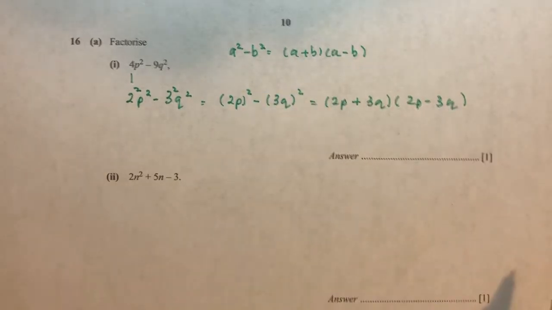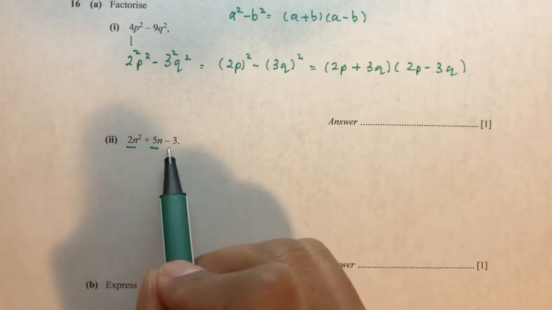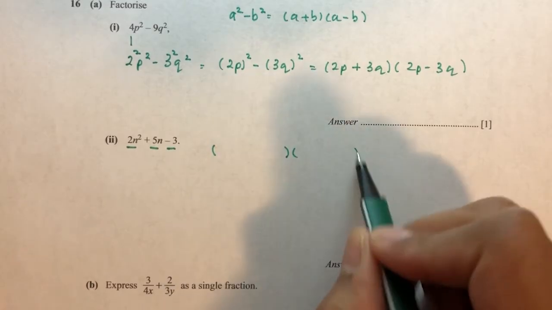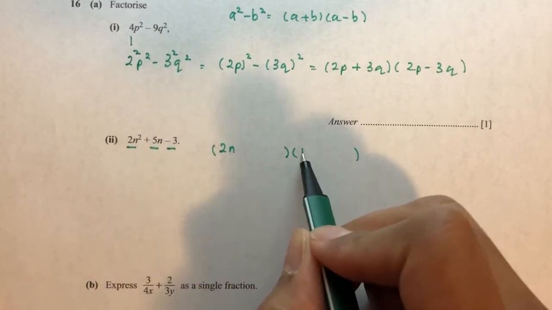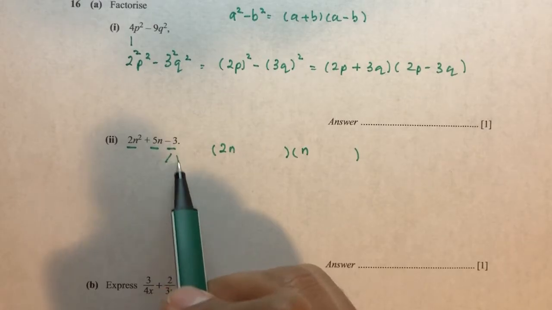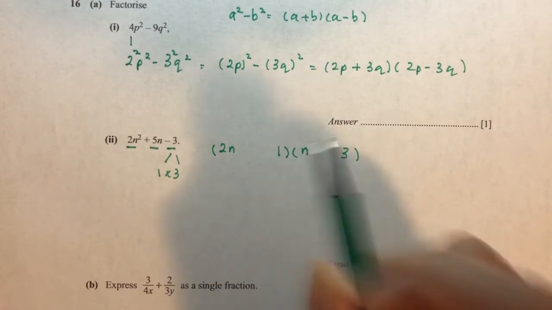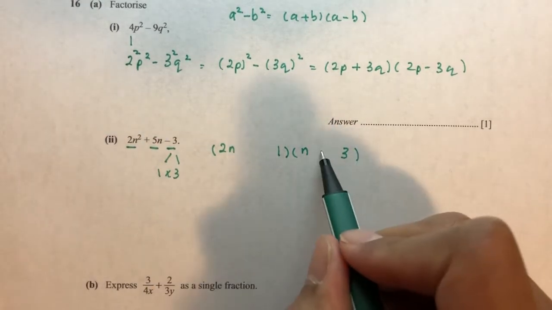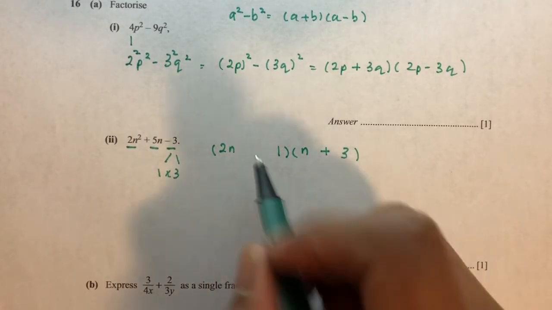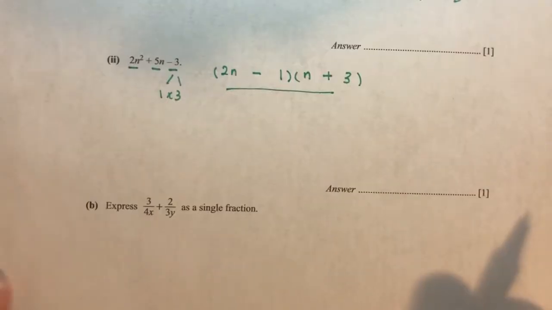Okay. So now part 2, 2n squared plus 5n minus 3. So factorize this one, we will have 2n, n, and what are the factors of 3? 3 can only be 1 times 3. So we put 3 here and 1. So for it to become plus 5, it has to be plus. So 2 times 3 will be plus 6 minus 1 for it to be plus 5. So that is the answer for the factorization of part 2.